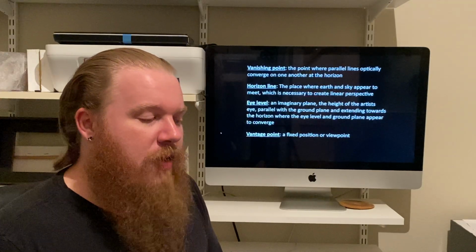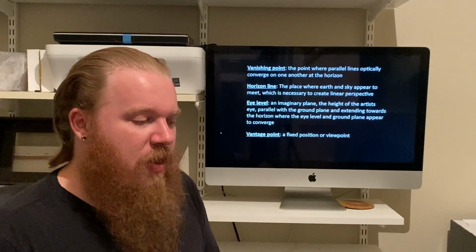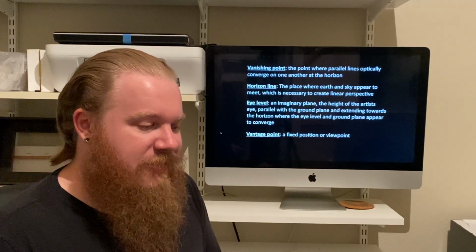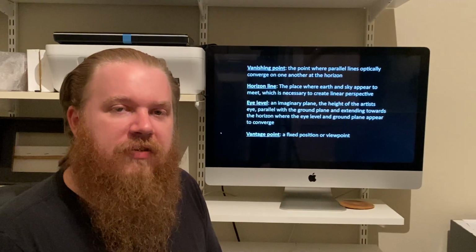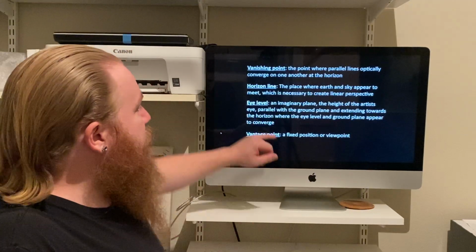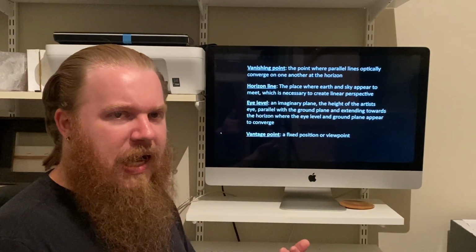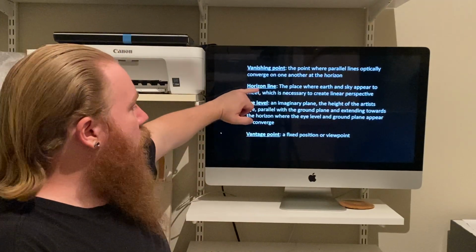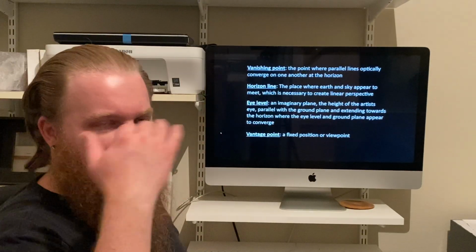However, we also have our eye level, and this is an imaginary plane, the height of the artist's eye, parallel with the ground plane and extending toward the horizon, where the eye level and the ground plane appear to converge. And it's important to note that our eye level is always going to be different because all of us are different heights and things like that. However, our eye level is almost always going to be exactly the same as the horizon line, just from our personal perspective.